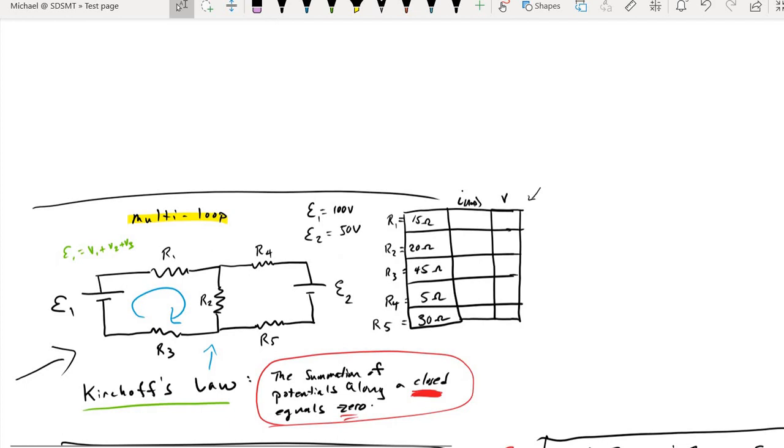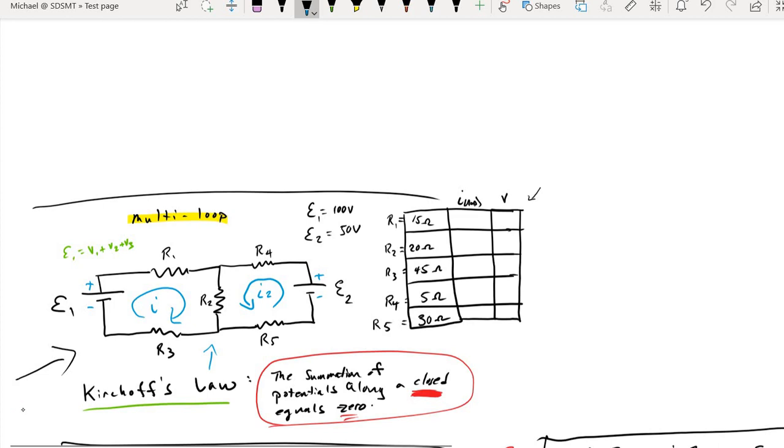Now, as you can see, for that left-hand loop, I drew the current going in a clockwise fashion, and that's because, well, I know where positive charge is going to come out of that first EMF. I also know that positive charge is going to come out of this second EMF, and so the direction that that charge has to flow is probably going to look more like a counterclockwise example.